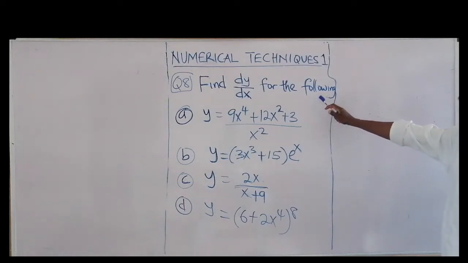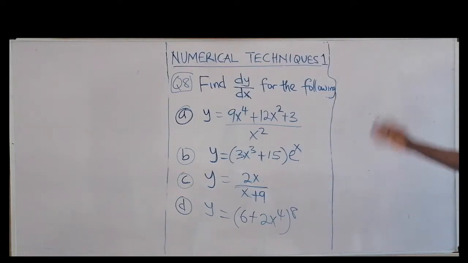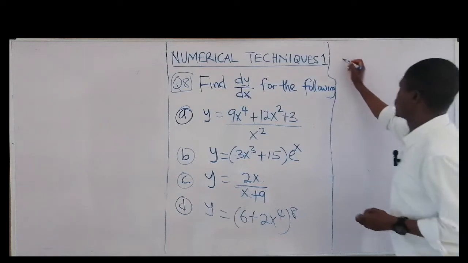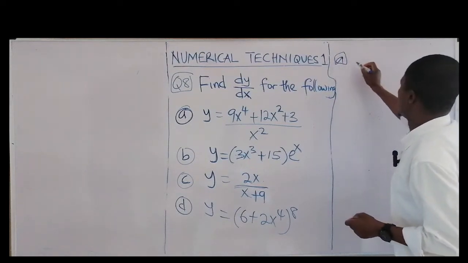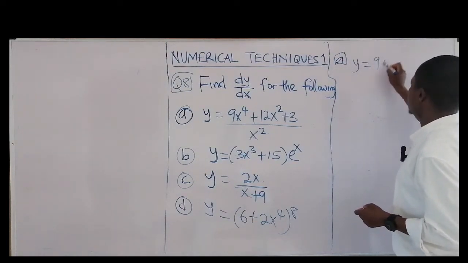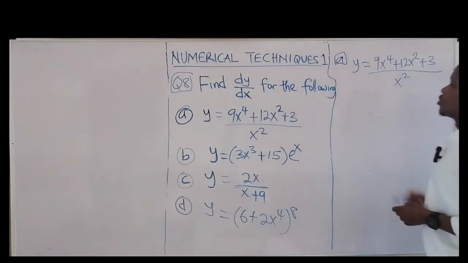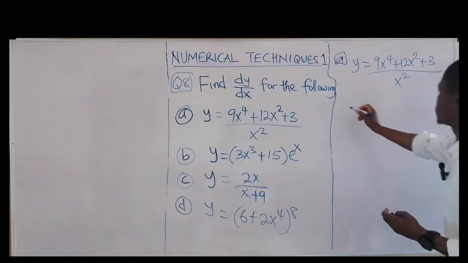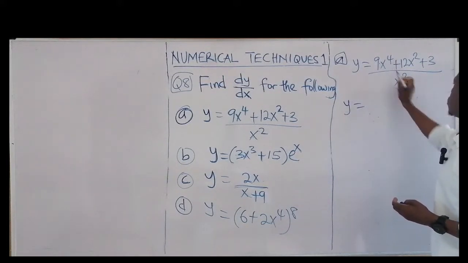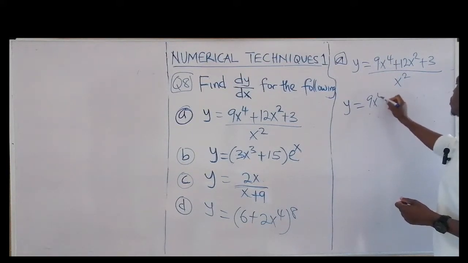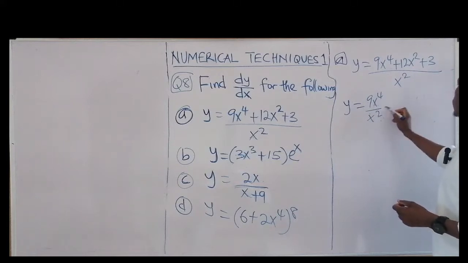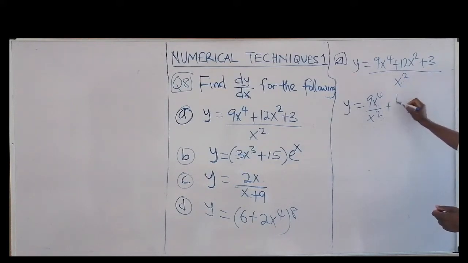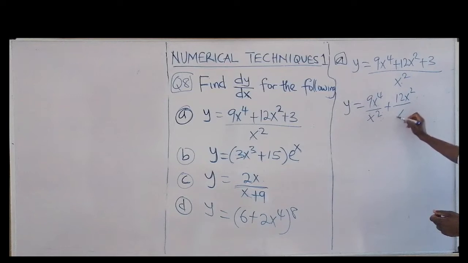Question 8. Find dy/dx for the following. The A part, we have y equal to... The first thing we do in this question is to do the algebra, which implies this one over this one plus this one over this one: 12x squared over x squared, then plus 3 over x squared.